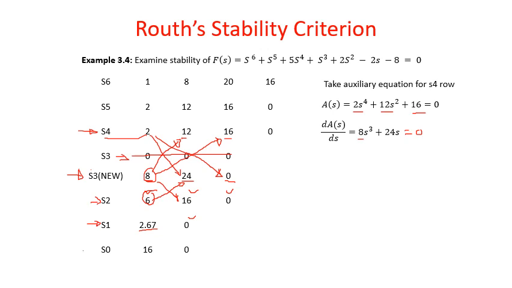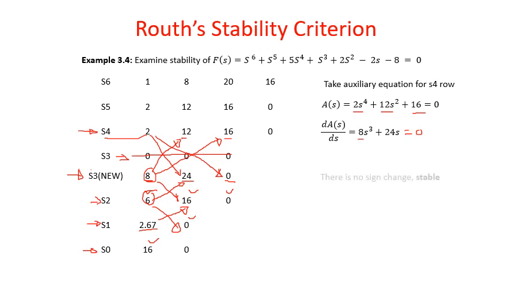Next, for the s to the 0th row, 2.67 multiplied by 16 minus 6 into 0 divided by 2.67. So it will give you just 16. So we can see that now we are able to continue this problem till the s to the 0th row.